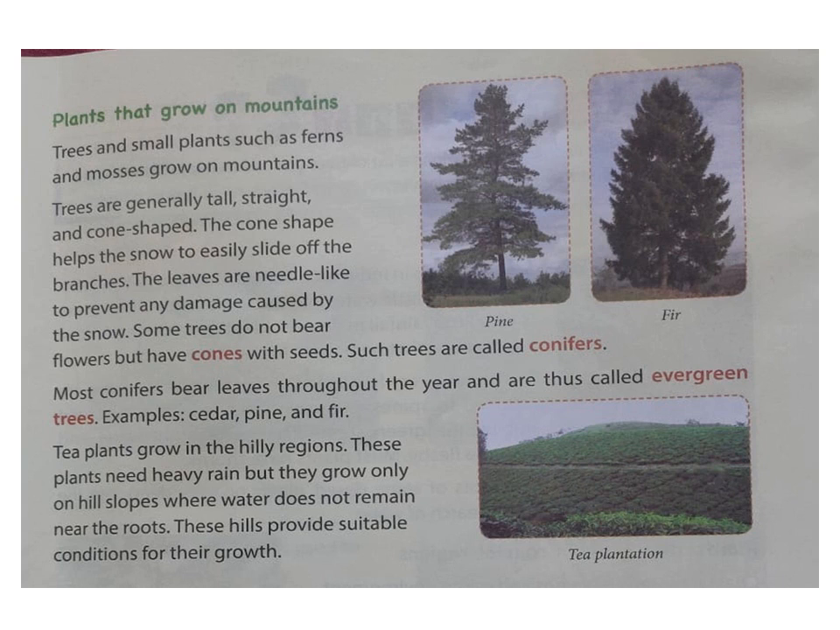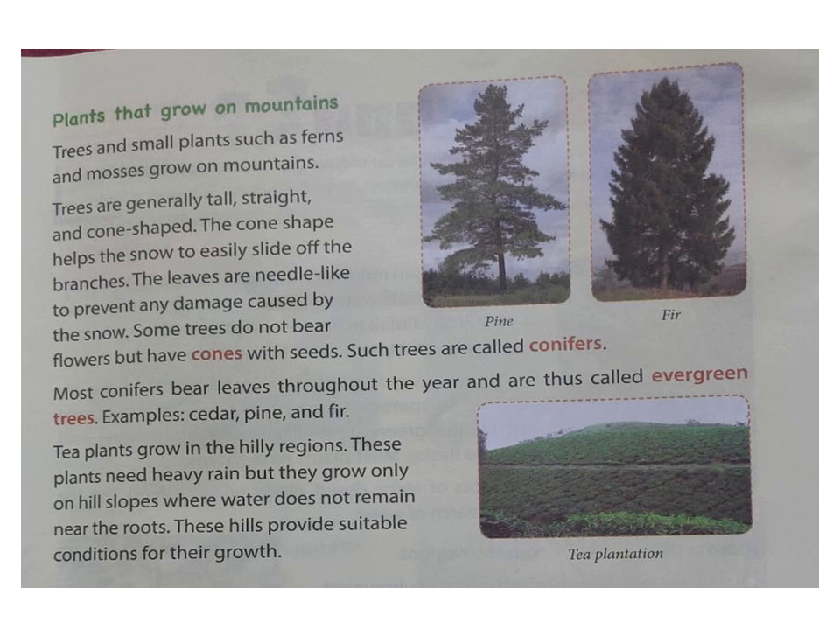Trees are generally tall, straight and cone shaped. You can see the shape of the tree. It is like a cone. That's why it is called cone shaped. The cone shape helps the snow to easily slide off the branches. The leaves are needle-like to prevent any damage caused by the snow.